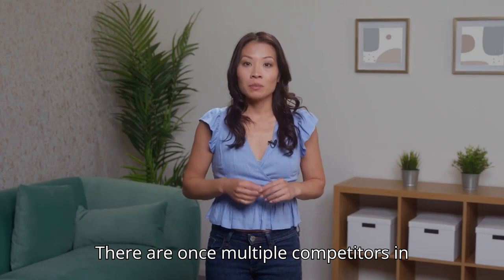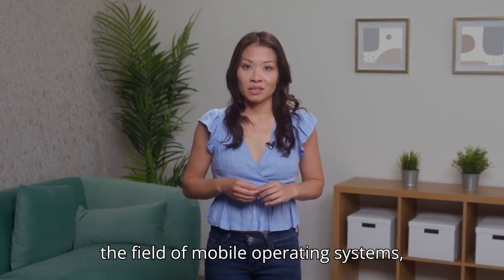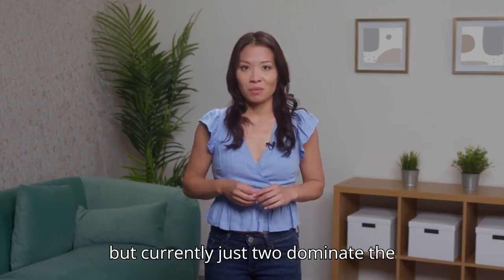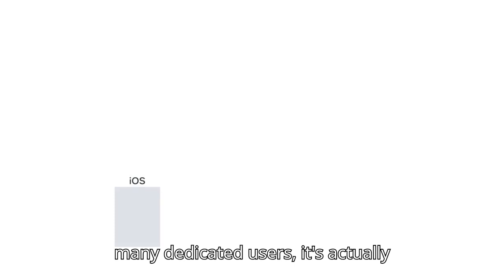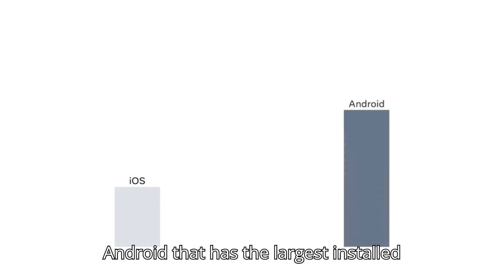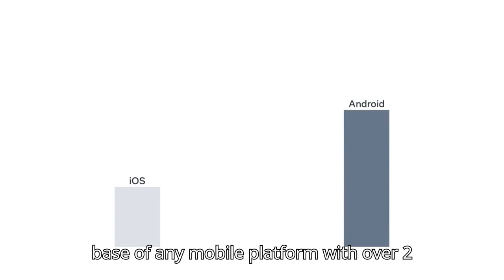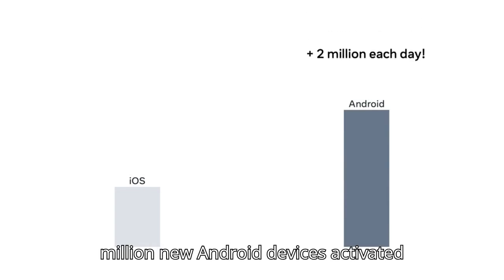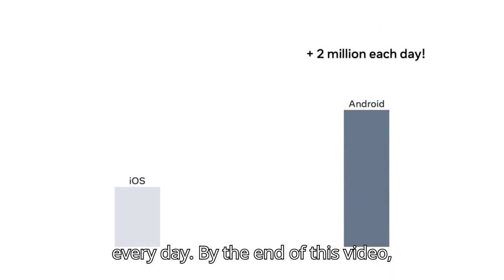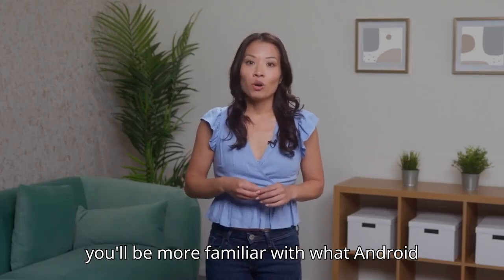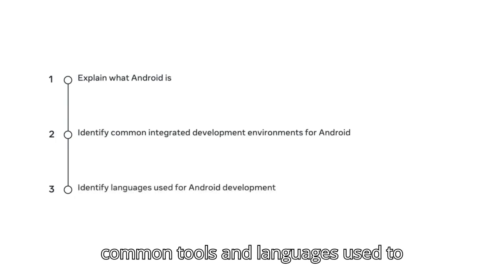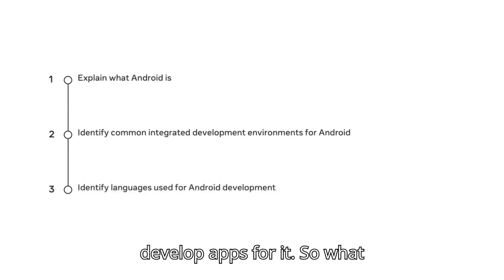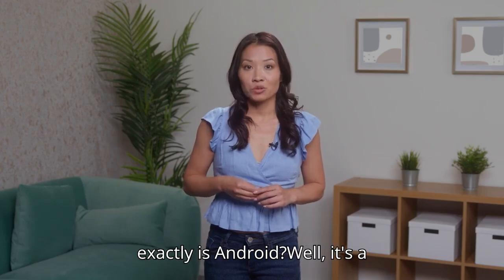There were once multiple competitors in the field of mobile operating systems, but currently just two dominate the market: Google's Android and Apple's iOS. While iOS has many dedicated users, it's actually Android that has the largest installed base of any mobile platform, with over 2 million new Android devices activated every day. By the end of this video, you'll be more familiar with what Android is, and will get to know some of the common tools and languages used to develop apps for it. So, what exactly is Android?